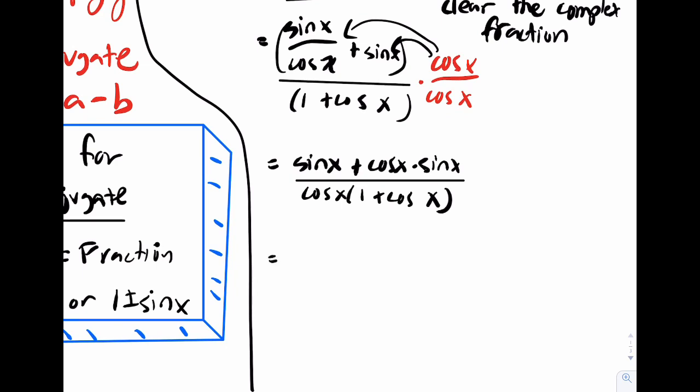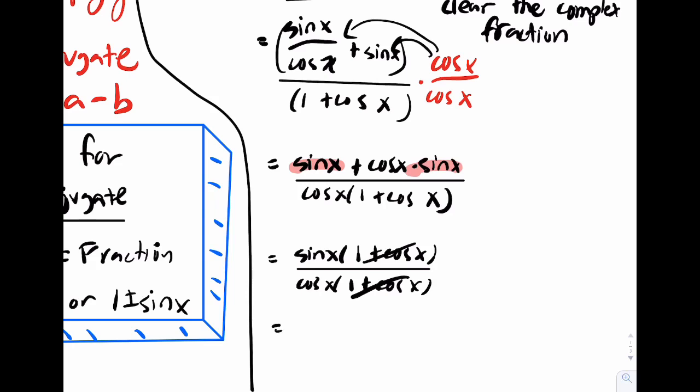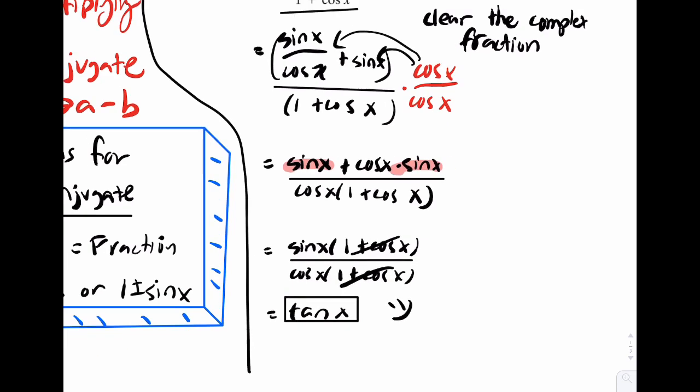Now on the top, notice how you have a sine and a sine. So let's factor that out. Sine x, 1 plus cosine x. And then cosine x, 1 plus cosine x. Notice how these cancel. Sine over cosine is in fact tan. So let's put a box, happy face, and there it is.